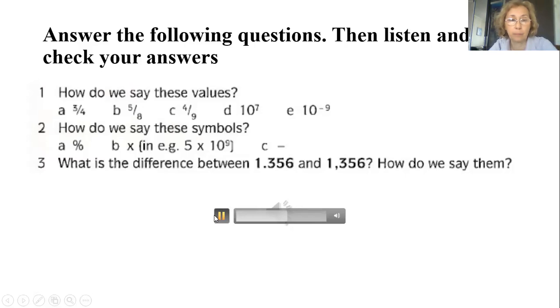And the second. 2. A, percent. B, times. C, minus. Ardak, you were right. This is times. 5 times 10 to the power of 9, for example. And the last one. 3. 1.356. 1,356. Yes, this is good. Okay, I think it's good practice to focus on what we remember about numbers.